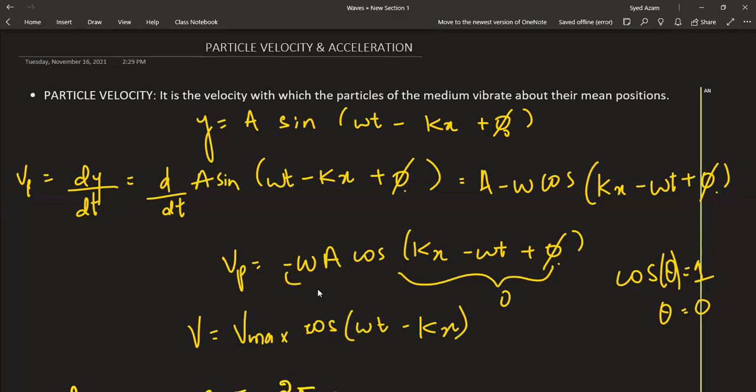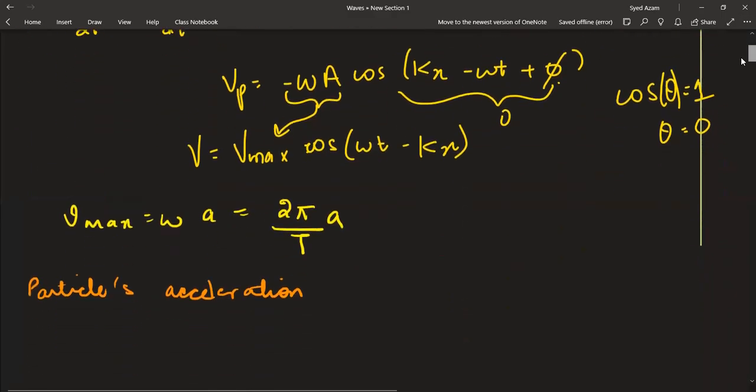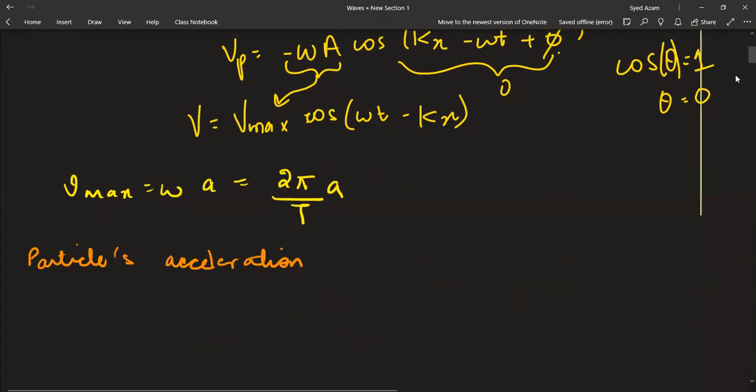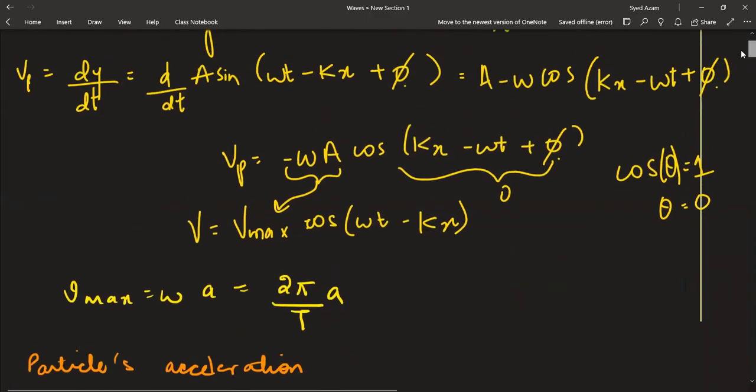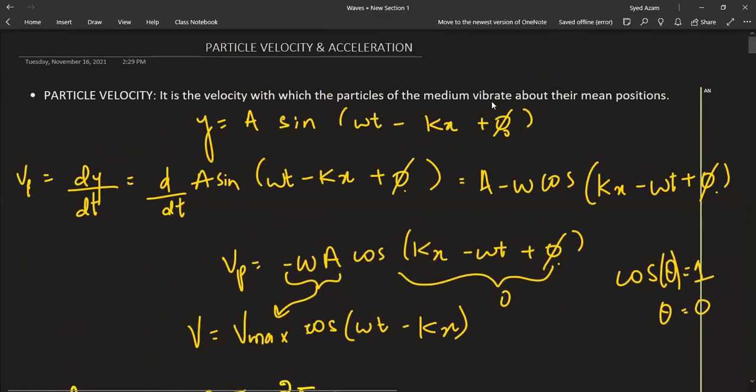See, remember omega a. All of you, do you remember the maximum particle's velocity? In terms of position, we did this. This was minus omega a cos omega t minus kx. So V max is omega a, 2 pi a by T. Write it, then we'll see particle's acceleration. More than these derivations, class, just focus on the final formula. Final equation will be very useful. Please write this particle's velocity first.